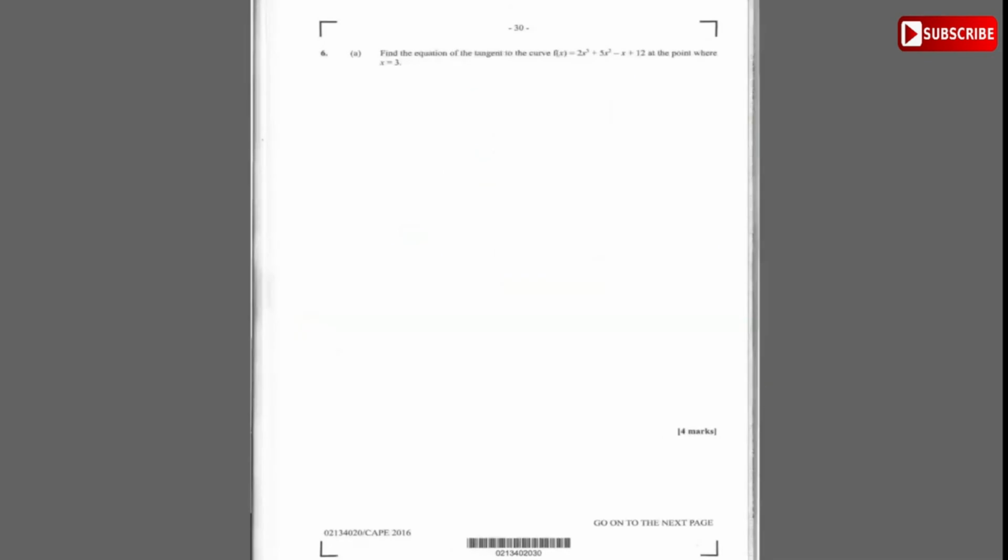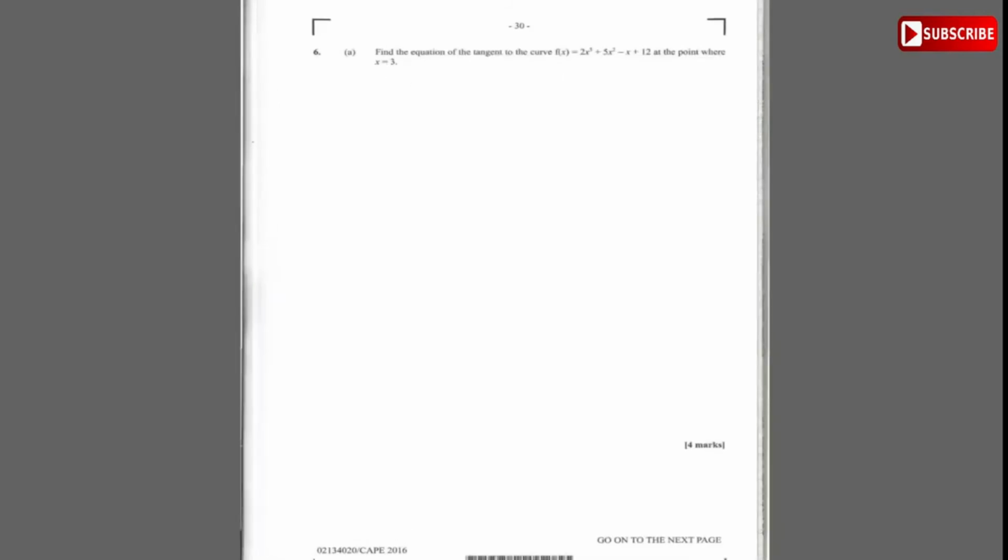All right, last question on the paper. You know what they say, finish strong. So you have a cubic function and they ask you to find the equation of the tangent at the point when x is 3. Before I find that, I need to find the corresponding y value. So when x is 3, plug in 3. The y value is 2 times 3 cubed plus 5 times 3 squared minus 3 plus 12.